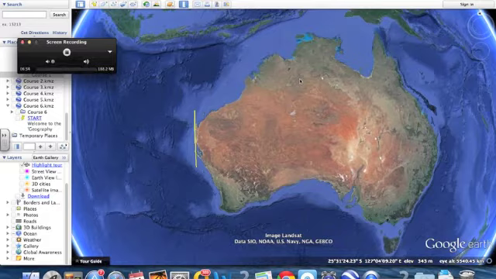The world's flattest continent or island is also a fact for Australia. And the highest place in Australia is Mount Kosciuszko, down here where the cursor is.